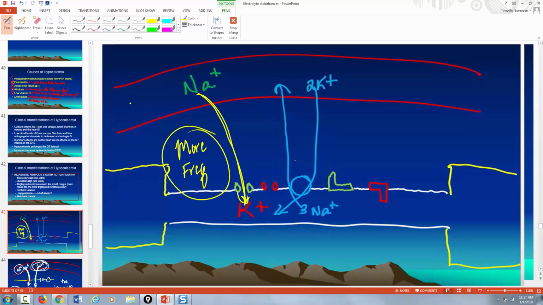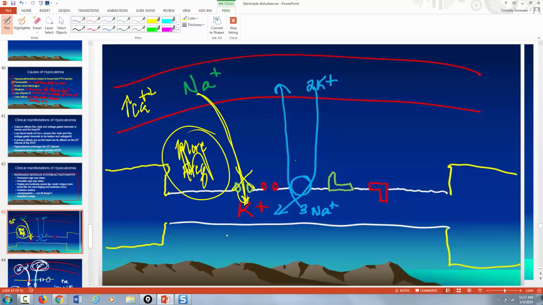Now, let's talk about high levels of calcium. High levels of calcium are going to do the exact opposite. They're going to block sodium channels. So high levels of calcium in the blood will block sodium channels, and the nerve fires less frequently.